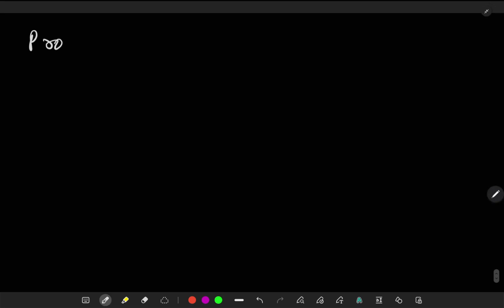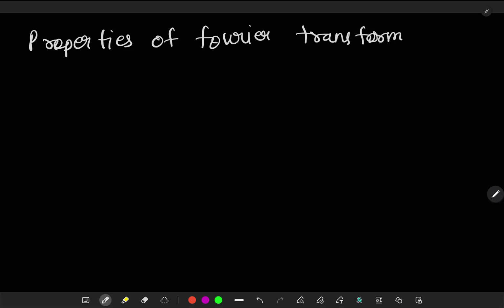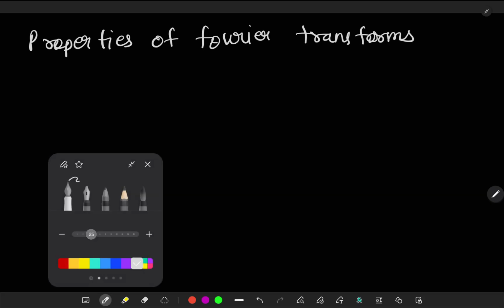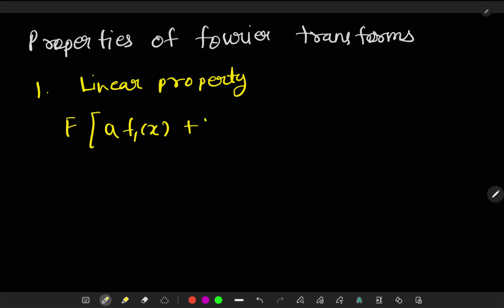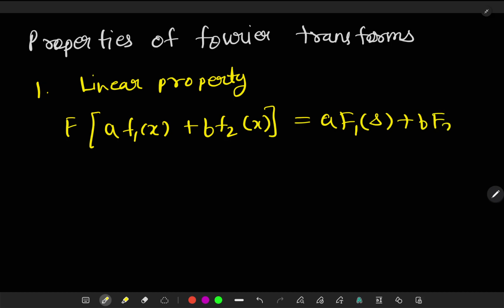Now, properties of Fourier transforms. First is the linear property. Fourier transform of a f1(x) plus b f2(x) equals a f1(s) plus b f2(s).